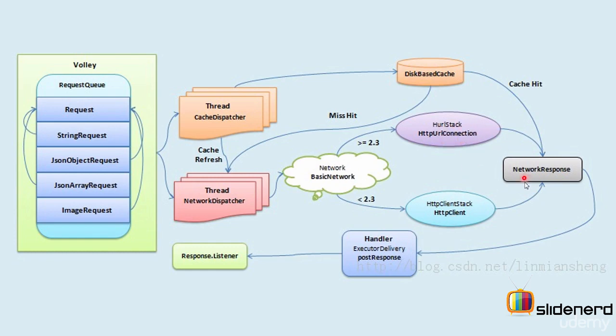Once again, if the data is found, the network response is generated, it's given to the handler where you get it inside your main thread in the form of response.listener. Enough with the theory, let's get started with the code.